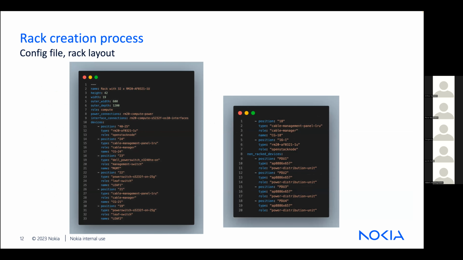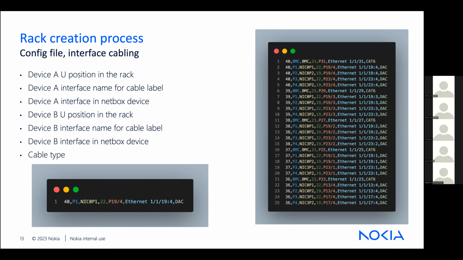And here's the example of the templates that we use for creating the racks. So it's a YAML file. It describes the rack dimensions, rack role, the devices in the rack, and what kind of cabling templates we should use. And we also define here the PDUs as non-racked devices. And then we have the cabling templates.